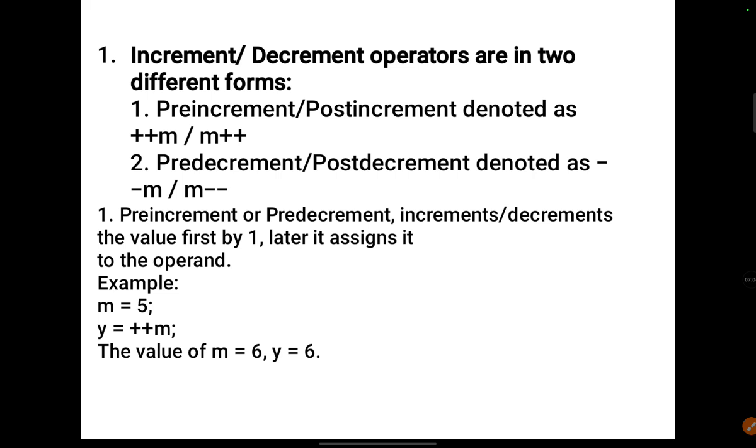Pre-increment or pre-decrement increments or decrements the value first by 1, and later assigns it to the operand. Example: m is equal to 5, y is equal to plus plus m. The value of m is 6, y is equal to 6.